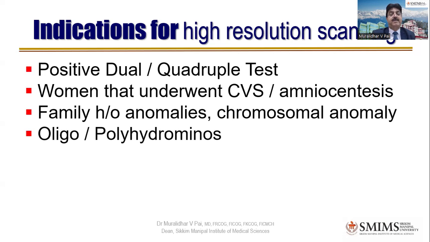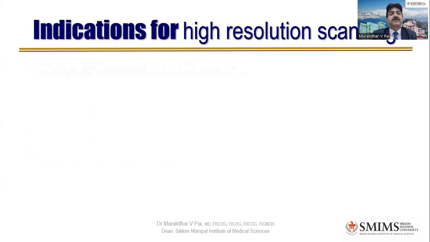Oligo and polyhydramnios, both are running a risk of anomalies. In the sense, oligo means there could be IUGR, which can be traced back to a fetal anomaly, intrinsic factor. Polyhydramnios can be traced back to diabetes, and again, diabetes means anomalies. Maternal diabetes, and these are all some of the indications.